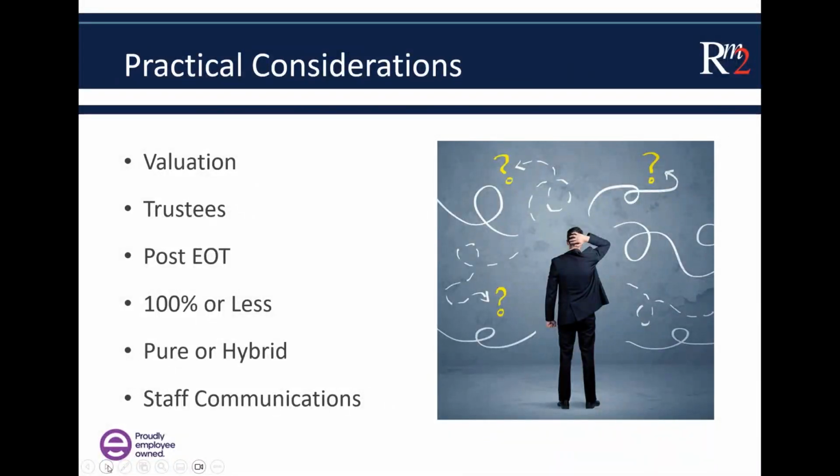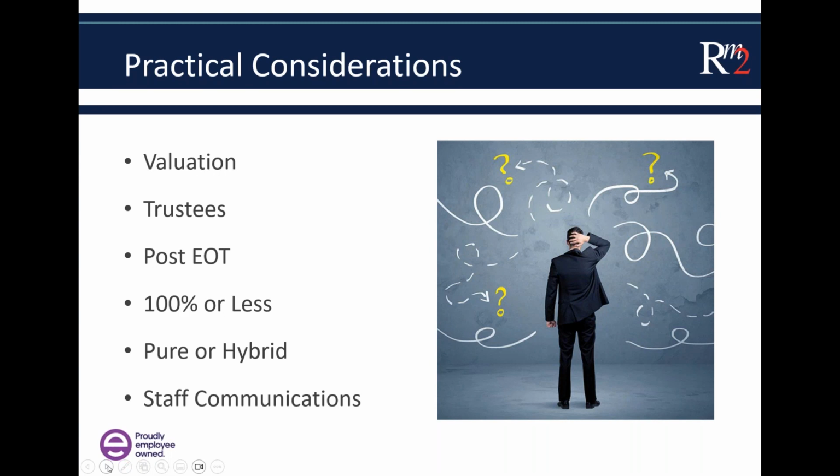Thanks, John. Right, we are going to go into a number of what we think are the key considerations that people have to do in that practical process that you should go through, as well as the sale process. So they cover valuation, the role of the trustees. Post EOT means what happens after the EOT happens. 100% or less means the trust needs to own the majority shares, 51% at least, but that means that the current owner can keep some shares, and we'll go into the implications of that.